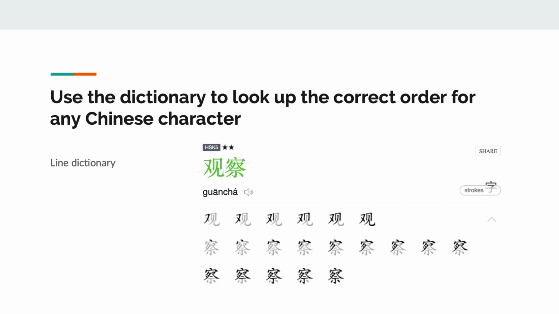This is a slide that shows an example entry on the Chinese dictionary website. As you can see, it provides the correct order of how to write the characters for the word 观察. It is a very useful way to figure out the correct brushstroke order of a character. This particular dictionary is Line Dictionary. Please pay attention to the brushstroke order. I hope you can use this resource to figure out the correct brushstroke order of any word you will write.